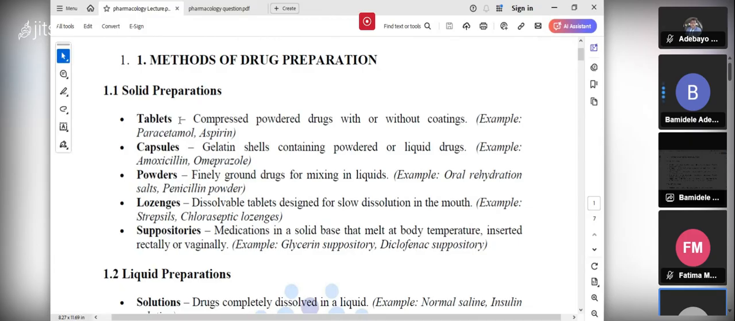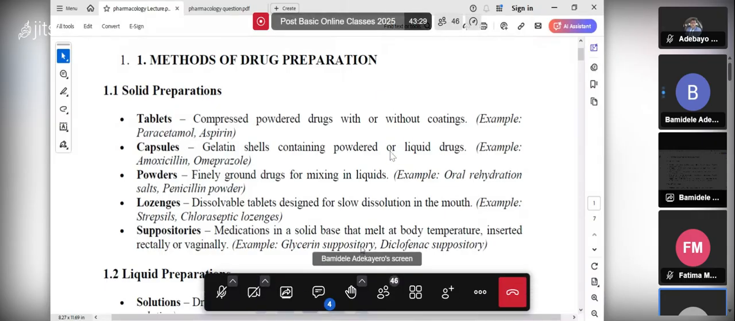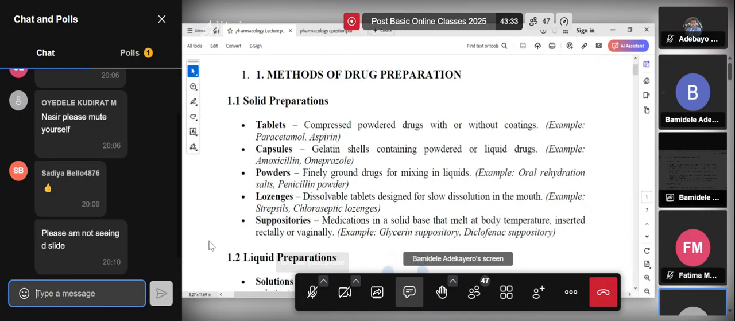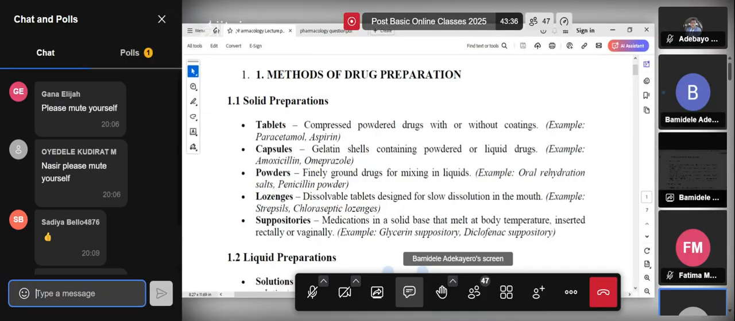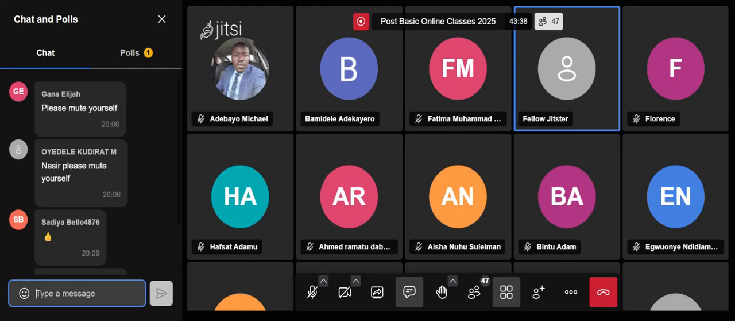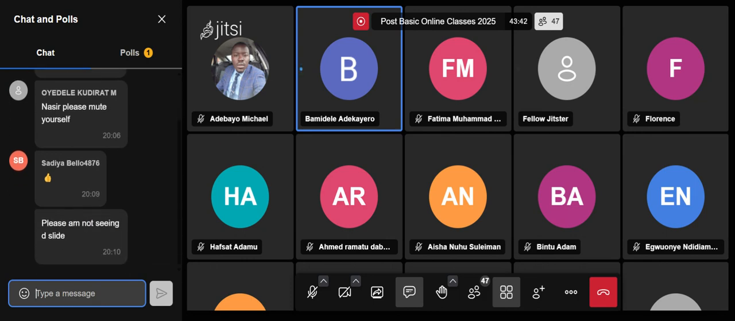Then there's something I want to add under tablet. Tablets are also subdivided into several types. It's not in the slide, but I'll just give you that as part of the discussion. So I'm gonna open my screen now so you can see what I'm doing.